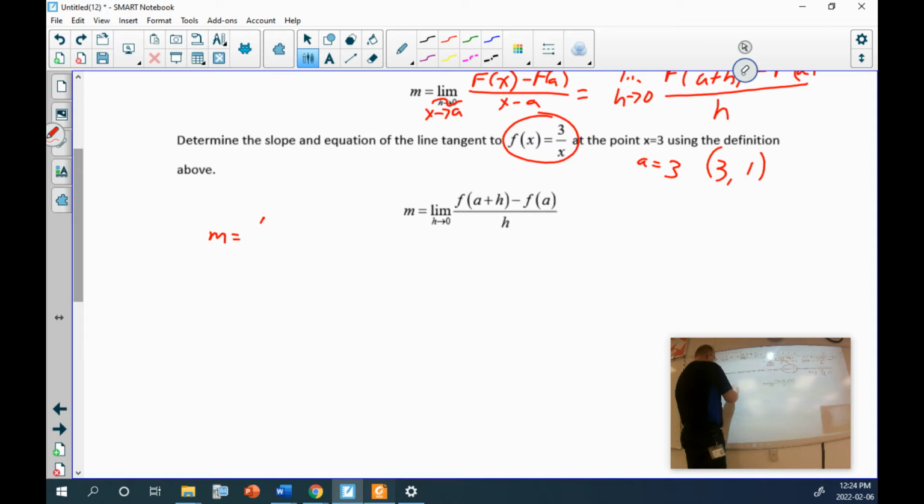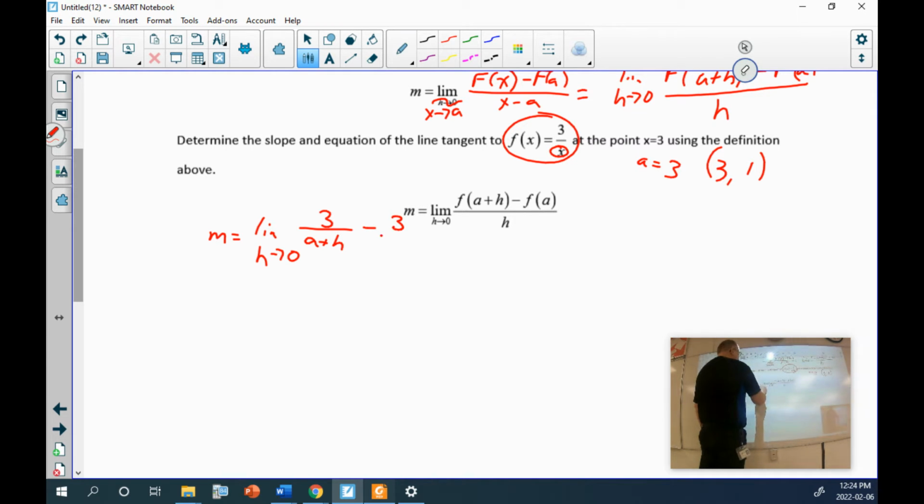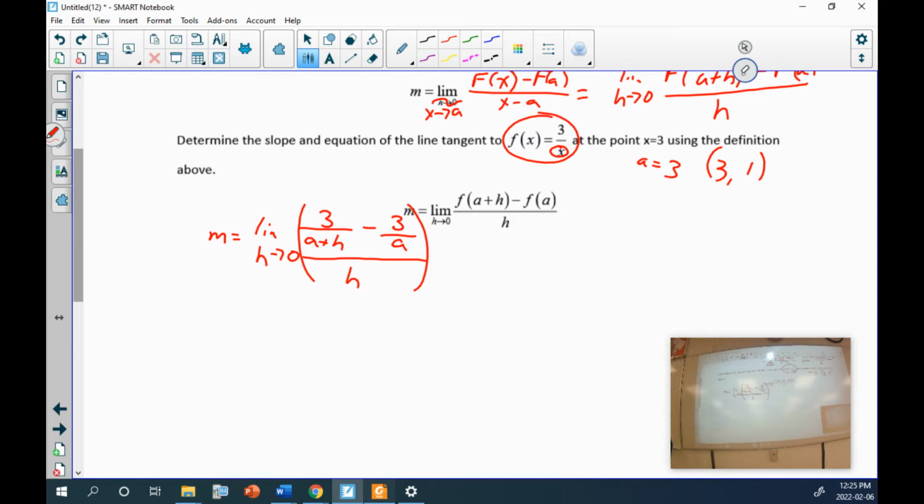So m is equal to the limit as h approaches 0. I'm going to replace the x here with a plus h. So 3 over a plus h minus 3 over a, over h. Now, again, if I try to quickly substitute 0 in for h, oh, look, we have something over 0. I don't care what the something is. We can't go any further.